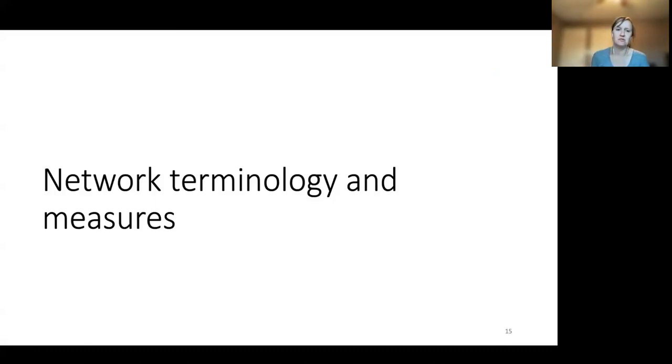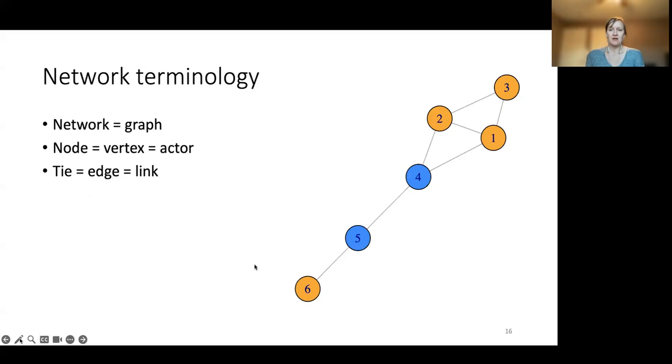Next I'll move on to network terminology and measures, kind of broadly. I apologize to folks who are already familiar with networks, this might get repetitive, but this is just to give a little bit of familiarity around these terms.